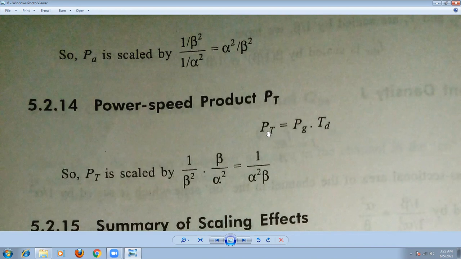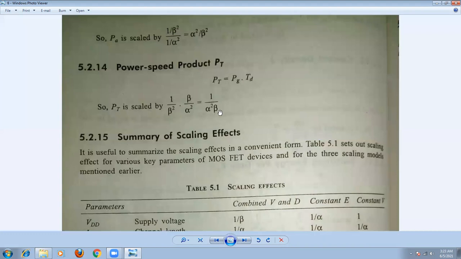So therefore, the power dissipation per gate, the power-speed product, is equal to PG into TD. Delay is equal to beta by alpha square, and PG is equal to 1 by beta square. That is equal to 1 by alpha square into beta.